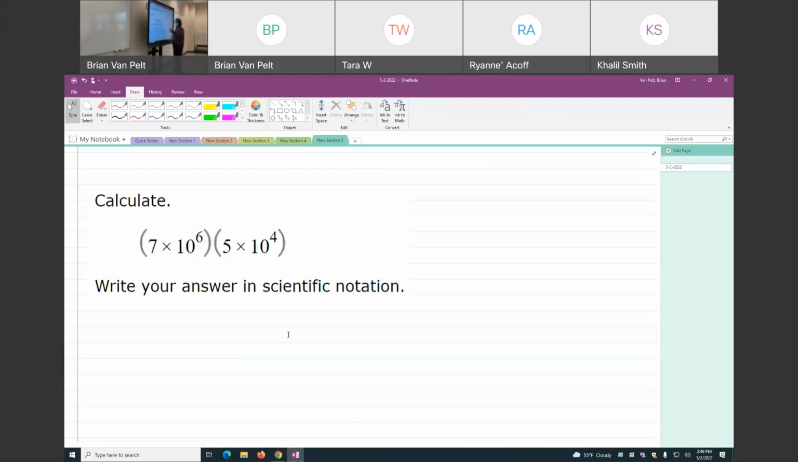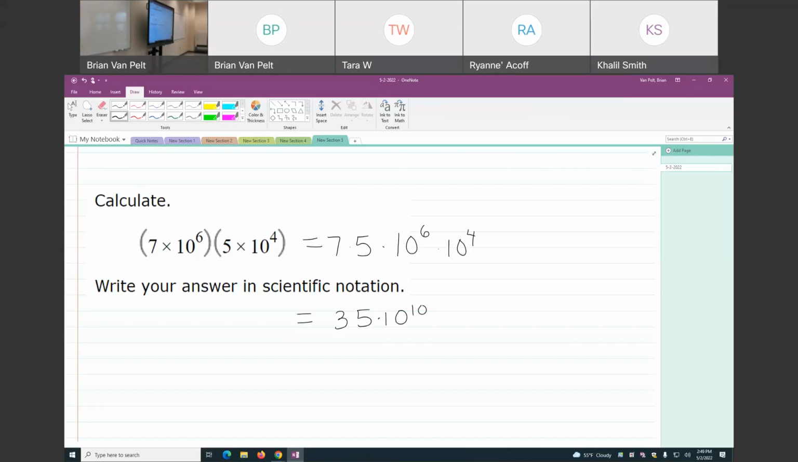So you're right. We can multiply the numbers together. So I can do the 7 times 5, and then I can do 10 to the 6th times 10 to the 4th. So I get 35 times 10 to the 10th. You can see how it looks bad, doesn't it? I don't have a dot there, or an X or whatever.